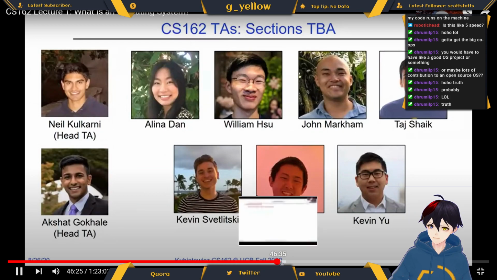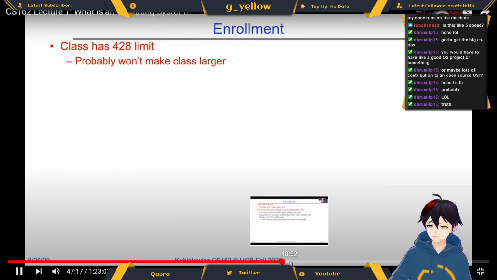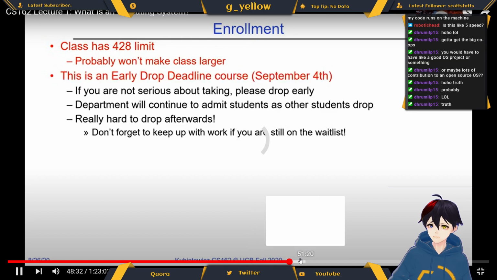But we have the sections are still TBA, and I'll say a little bit more about why that is in a second. The TA is this term, and it needs to make sure they want to be in the class.